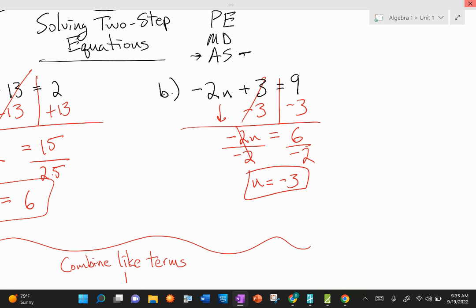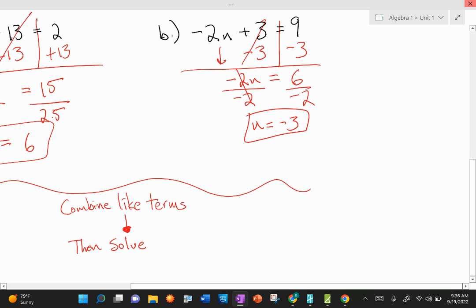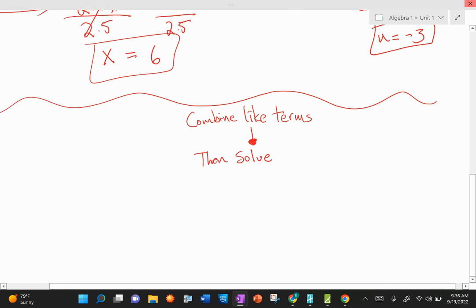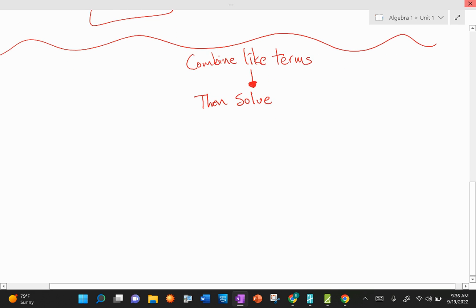Okay. Next section. That is solving 2-step equations. That's it. You added in basically one extra step. From there, they only really get slightly more complicated, but really not a lot. So let's look at this next section. We are combining like terms and solving.